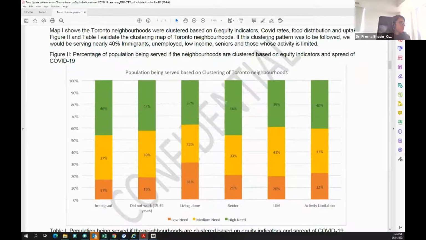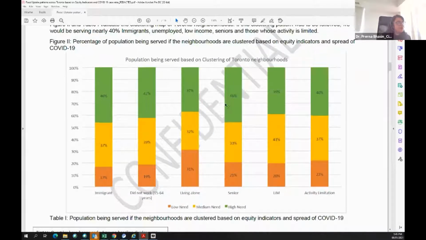So these were percentages of populations being served if the neighborhoods are clustered together based on these equity indicators. Basically, the customer segmentation technique clusters most of these neighborhoods together based on commonalities of all these social indicators and the demand pattern that it sees. So we divided the city into low, medium, high need. And by we, I mean this was a projection model.